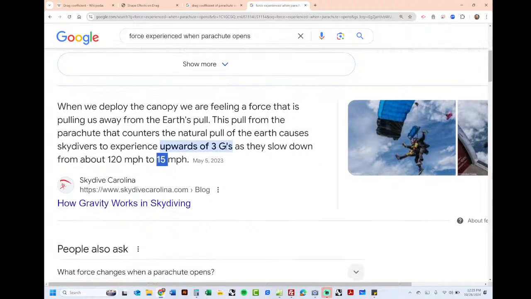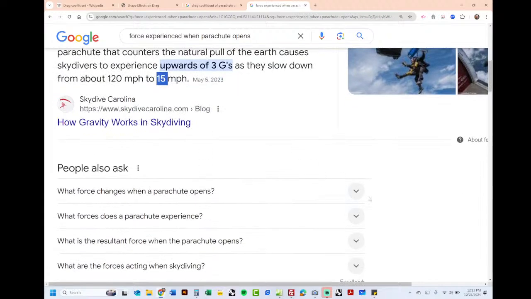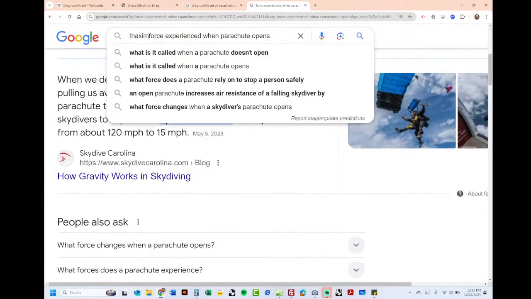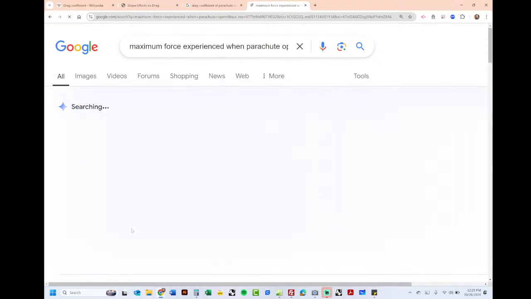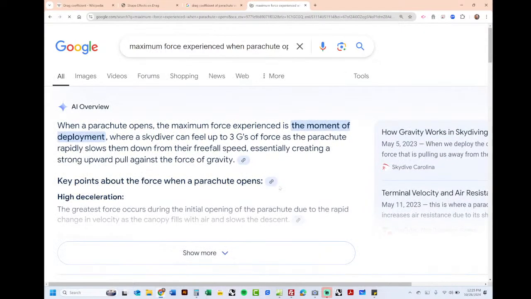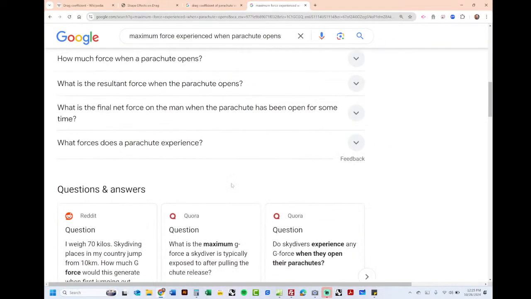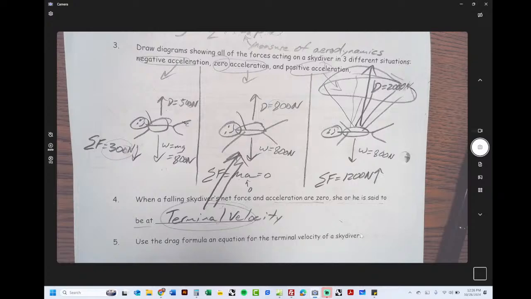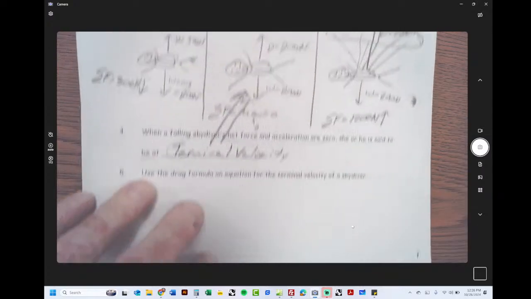So I don't know, 3 Gs isn't that. I would bet that's probably after it's deployed. I bet there's a really strong jerk before that. Maybe maximum force. Yeah, so this is still going to give me the same thing. Oh well, that's a rabbit hole I need to pull my head out of. All right, moving on down.